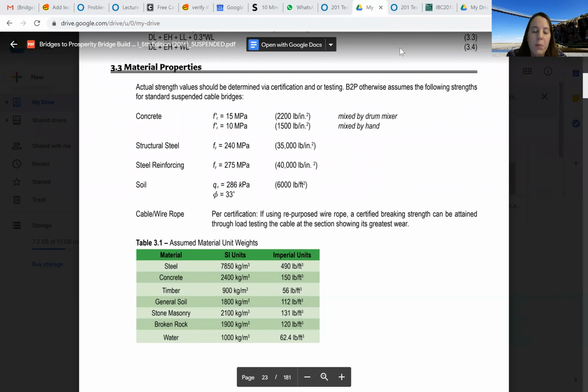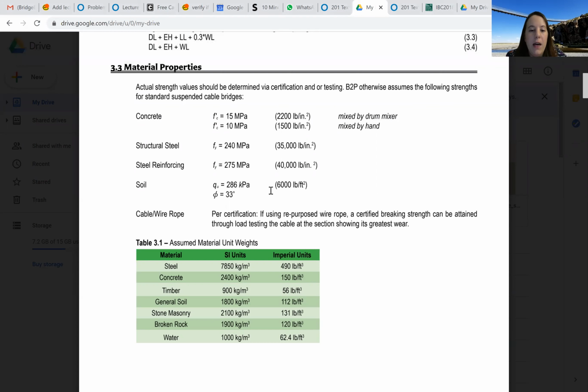This video will explain where the soil ultimate bearing capacities come from that are provided in the manual and then used within the bridge design course. So here I'm talking about this QU equal to 286 kilopascals or 6,000 pounds per square foot. So I'm just going to show you where this comes from.